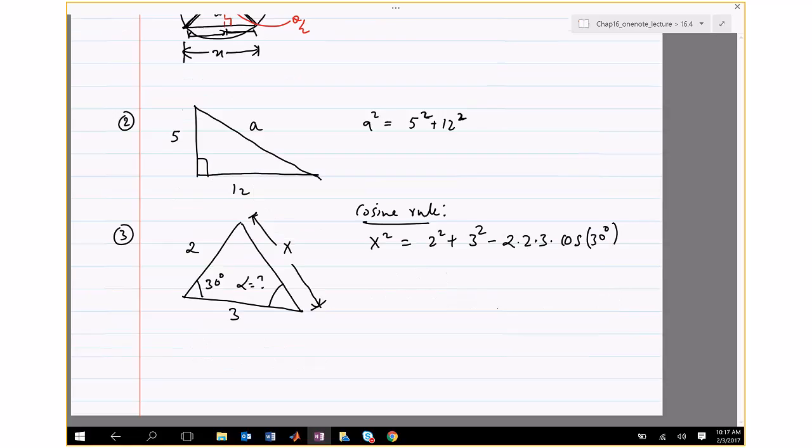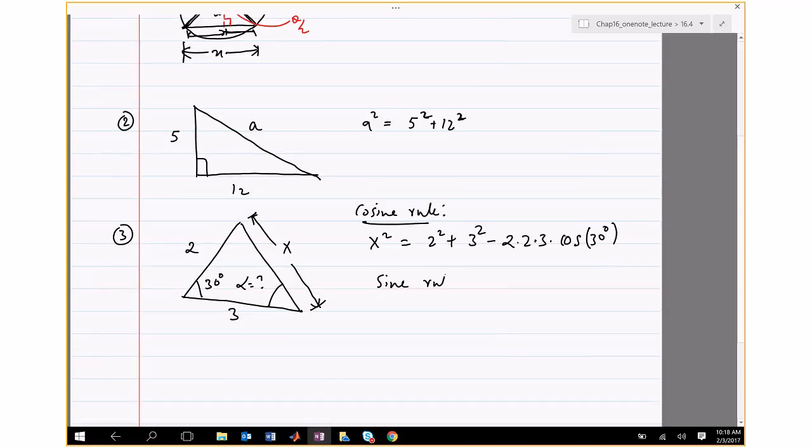And then there is something called the sine rule, which goes like this. It says 2 divided by sine alpha, where alpha is the angle opposite to the side which is 2, is equal to 3 divided by sine beta. Let's say if you're interested in knowing beta too, then it's 3 divided by sine of beta equals x divided by sine of 30 degrees. If you look at this formula carefully, it basically takes the side and the angle right opposite that side.